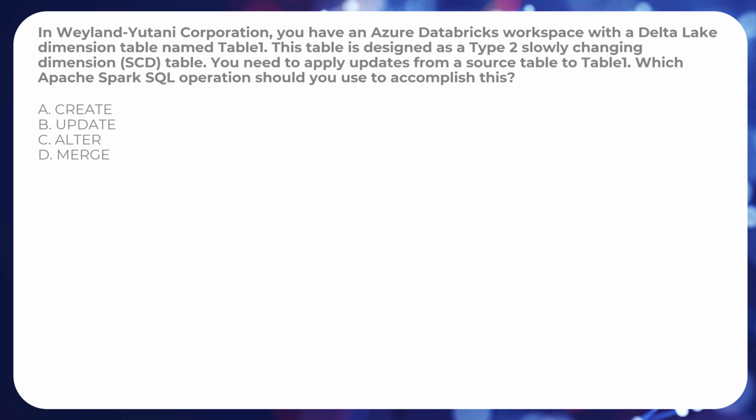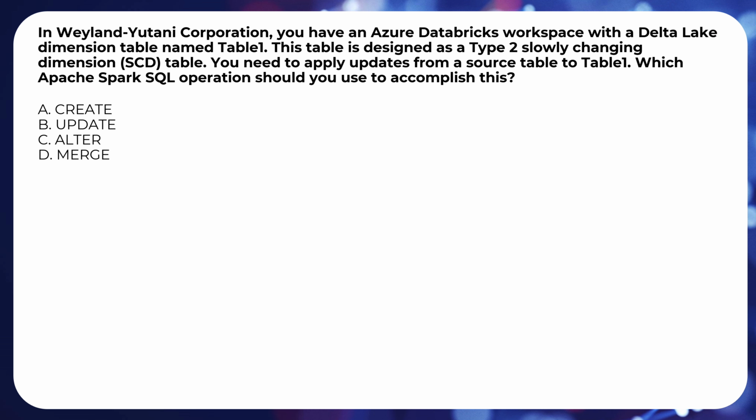In Wayland-Yutani Corporation, you have an Azure Databricks workspace with a Delta Lake dimension table named Table 1. This table is designed as a Type 2 slowly changing dimension (SCD) table. You need to apply updates from a source table to Table 1. Which Apache Spark SQL operation should you use to accomplish this?